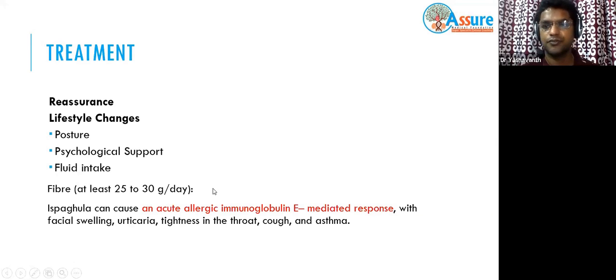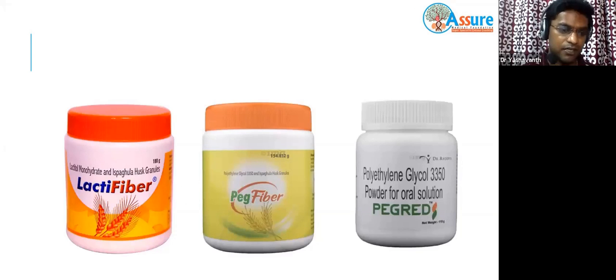Fiber, I said, is important in the Western population. In Indians, it might not hold as well. Two reasons. One, we might already be taking adequate fiber. Second, most of these fiber supplements like Isabgol will cause some bloating, and most of these patients might have bloating also. In these patients, if you give something like fiber, in fact, you worsen things. What you need to know about Isabgol is it can cause an acute IgE mediated response, which is important to note. This is known mainly from India. So we have multiple supplements.